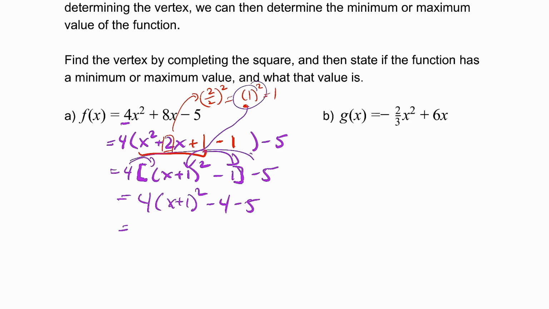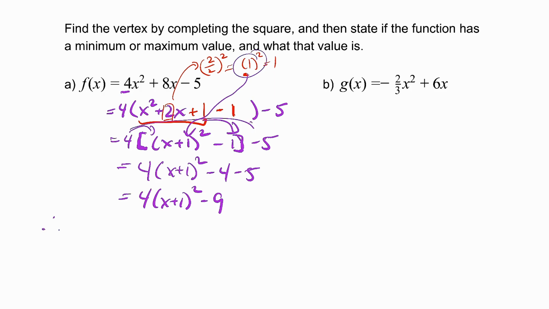And finally we simplify that to be 4 times x plus 1 quantity squared minus 9. So therefore this has a vertex of negative 1 and negative 9. Again, my trick to remembering what the x coordinate of the vertex is, is taking what we are squaring, in this case x plus 1, and we want to make that 0.